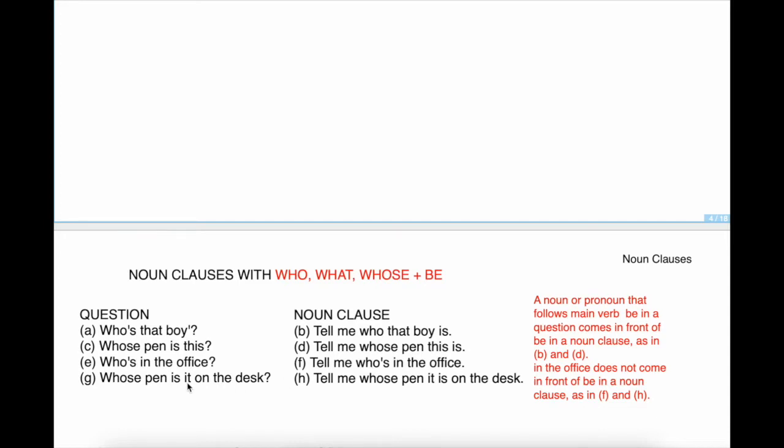Whose pen is it on the desk? It here is the subject. So in noun clause, I'll use, tell me whose pen it is on the desk. But be careful. Here the boy is subject, so I use the helping verb after the boy in noun clause.